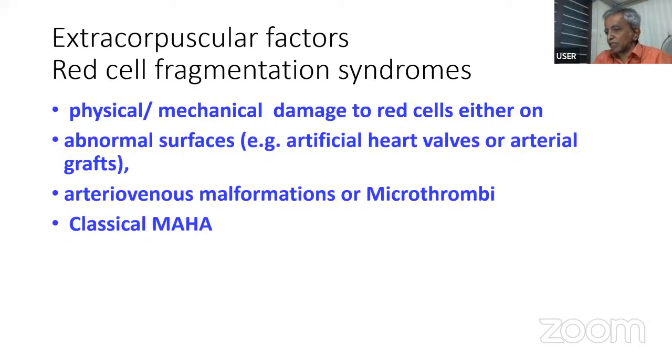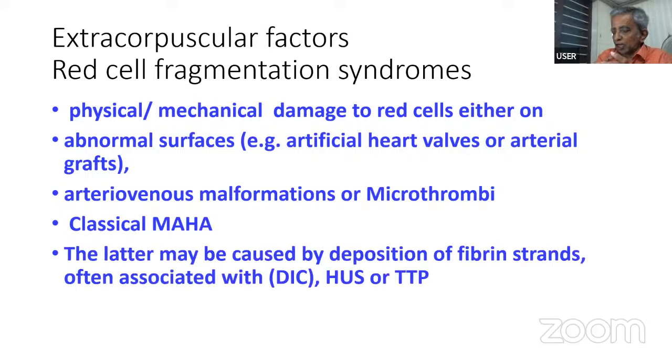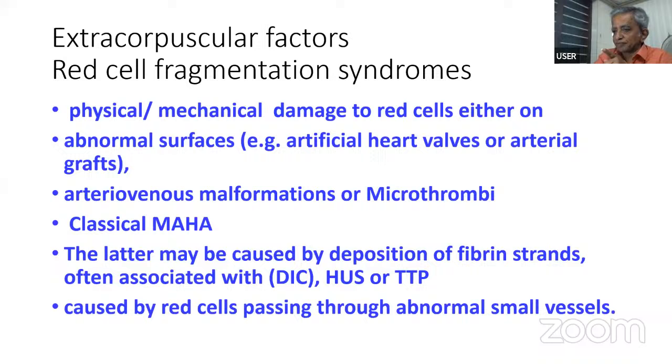Now it occurs in these 3 things that I mentioned: HUS, TTP, and DIC. They are the classical microangiopathic hemolytic anemia. Micro means small, angio means vessel, hemolytic anemia. The small vessels are filled with fibrin strands and microthrombi, and therefore there is damage at that level. Therefore, it is called microangiopathic hemolytic anemia. So I already told you DIC, HUS, TTP. It is caused by red cells passing through these abnormal small vessels. That is what is happening.